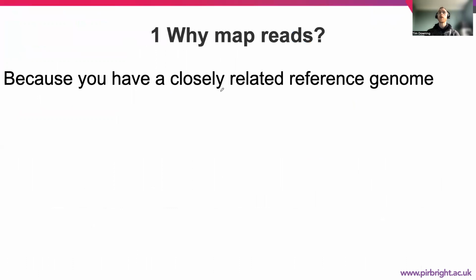So we can map reads if we have a closely related reference genome. If we don't have a closely related reference genome, that process may be less reliable. So that's important, and it depends on the diversity of the reference genome as well. It's not just the genetic distance, it's the level of resolution of the reference genome that is important.